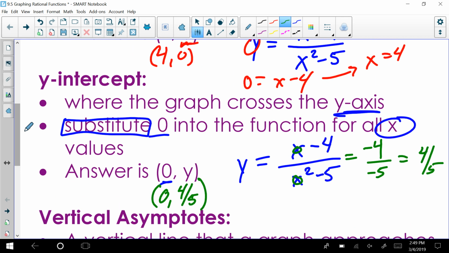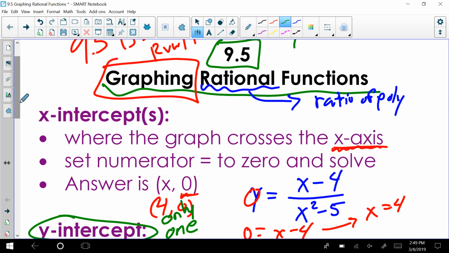A key note here: there will only ever be one y-intercept. There should only ever be one y-intercept. There can be multiple x-intercepts.